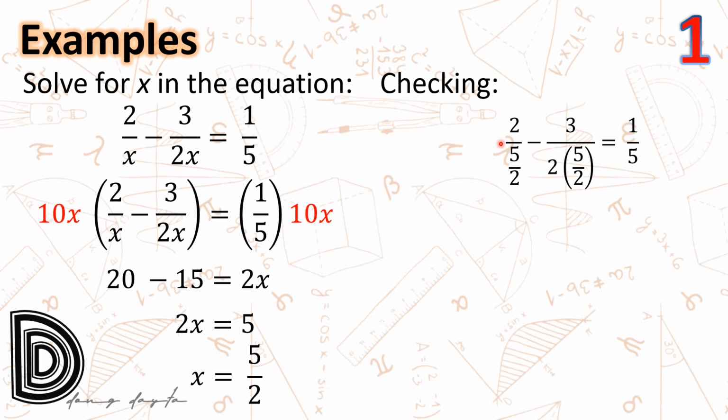So we have 2 over 5/2, that will be 2 times the reciprocal of 5/2, and that is 2/5, so we have 4/5. And then on the second term, 2 cancels, that will be 3/5. And then on the right side, it's 1/5. Now we have similar fractions, 4/5 minus 3/5. That will be 1/5 equal to 1/5, and the solution is correct.